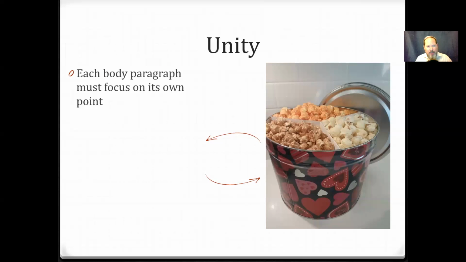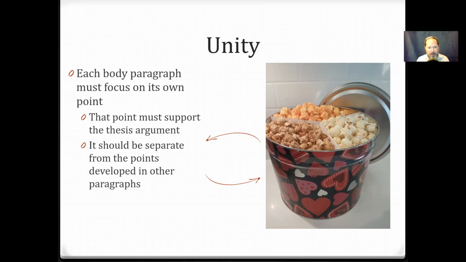Each body paragraph must focus on its own point, its own flavor of popcorn. That point must support the thesis argument. It shouldn't be there unless it's supporting your overall argument. And it should be separate from the points that you developed in the other paragraphs. Just like you wouldn't want to have caramel corn mixed in with your cheddar corn. You want to keep them separate.